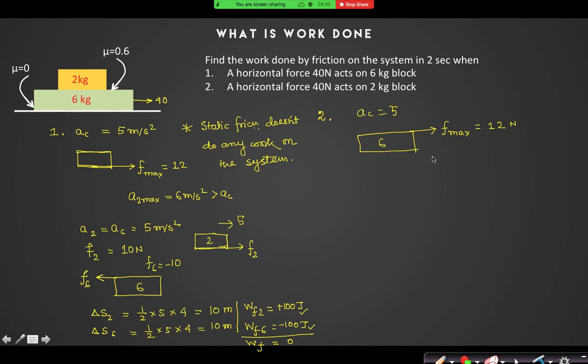So what is the maximum acceleration for the 6 kg block? 2 meter per second square. It is less than the common acceleration. What can we say from here? Can we say that the system is not moving together?